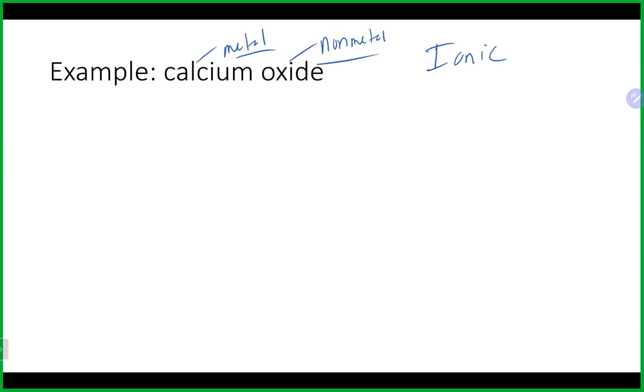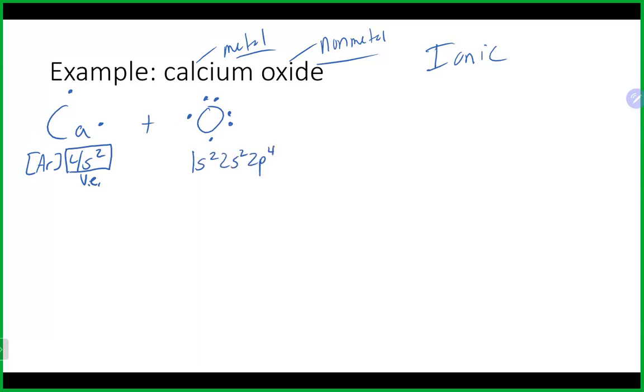So calcium is group number 2, which means it does have 2 valence electrons with an electron configuration. I'm just going to shorthand it a little. Argon 4s2. These are the valence electrons that we see in the picture. And we have oxide, which is oxygen, as we know from naming. And oxygen is group number 6 on the periodic table. So it's got 6 valence electrons with an electron configuration of 1s2, 2s2, 2p4.